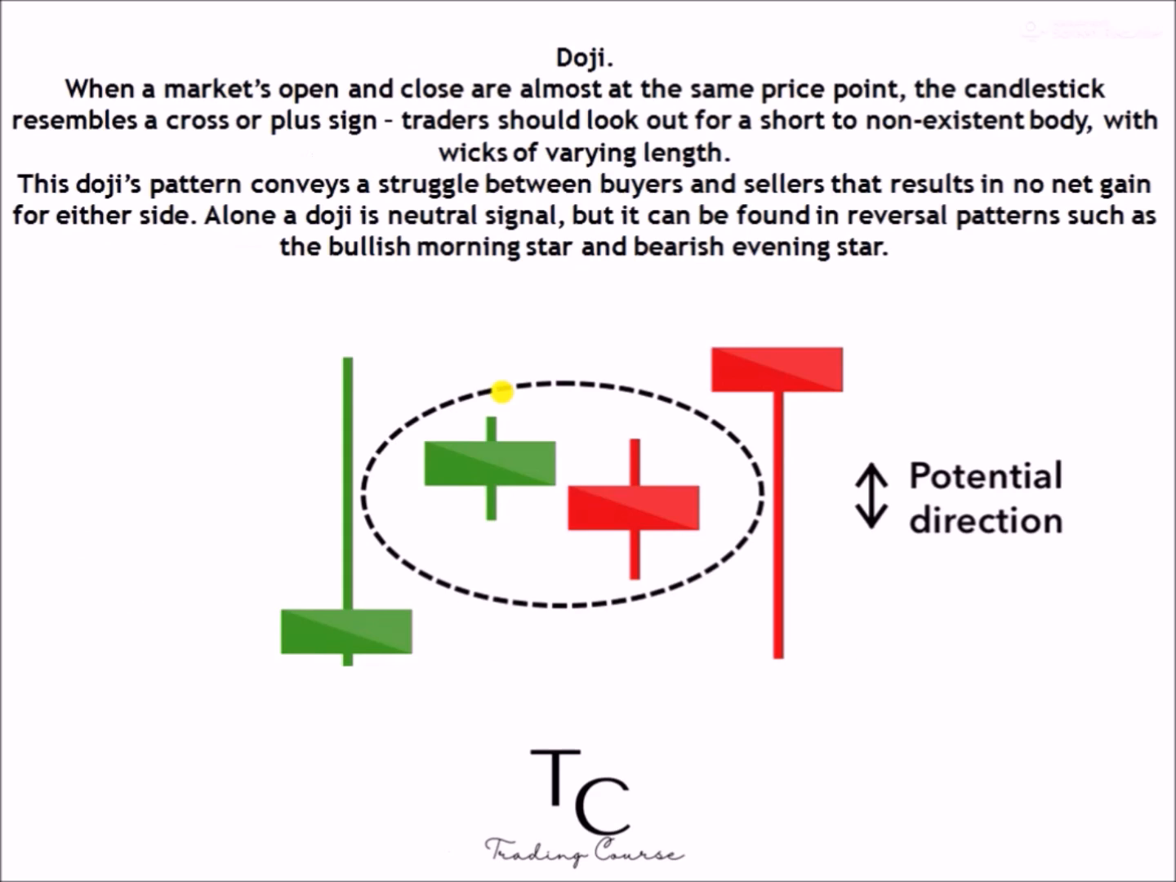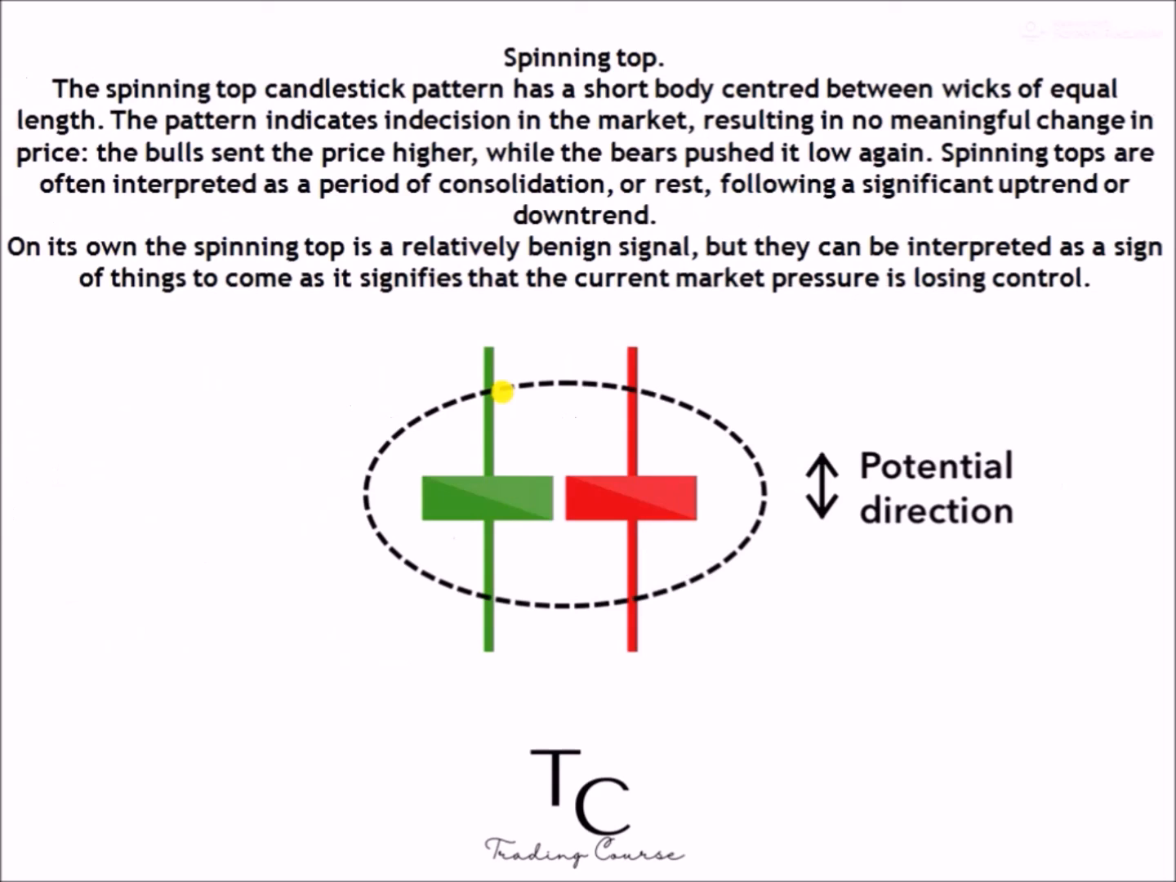Doji. When a market's open and close are almost at the same price point, the candlestick resembles a cross or plus sign. Traders should look out for a short to non-existent body with wicks of varying length. This doji pattern conveys a struggle between buyers and sellers that results in no net gain for either side. Alone, a doji is a neutral signal, but it can be found in reversal patterns such as the bullish morning star and bearish evening star.